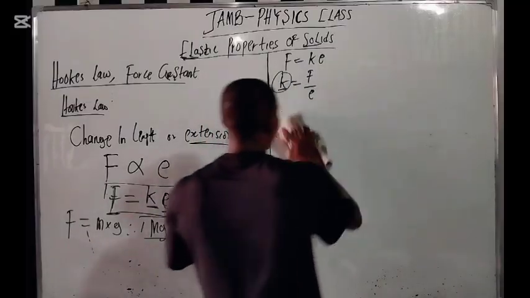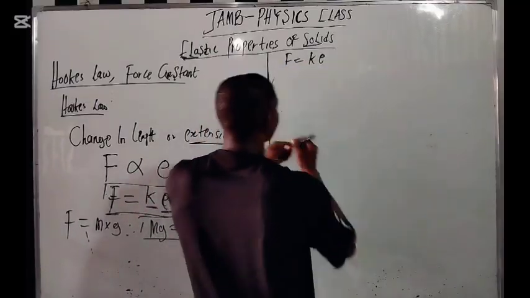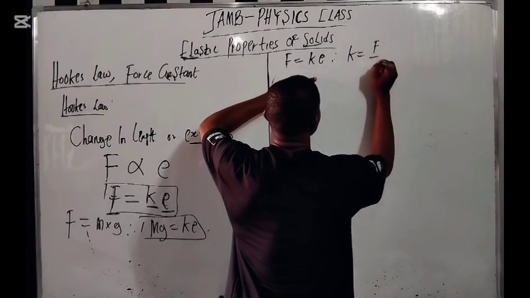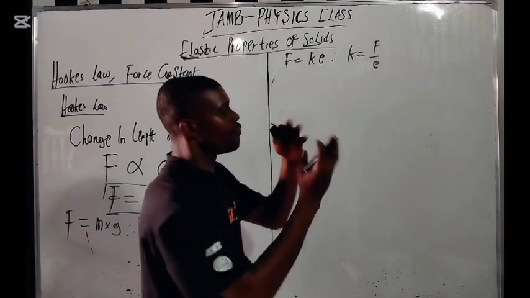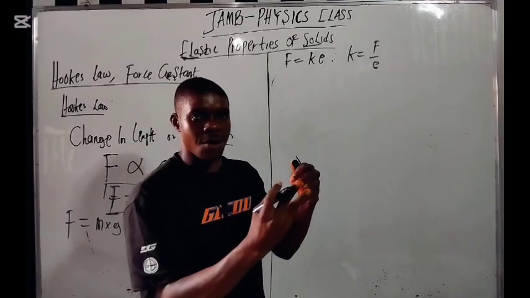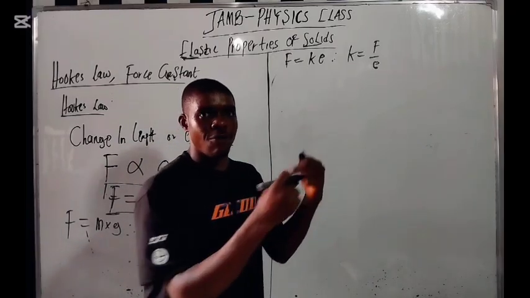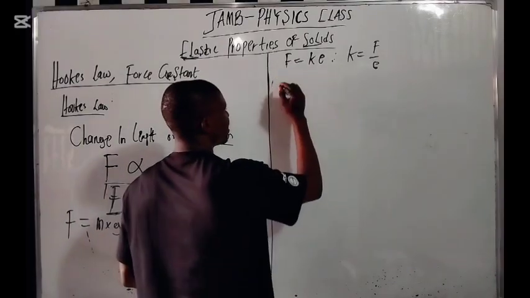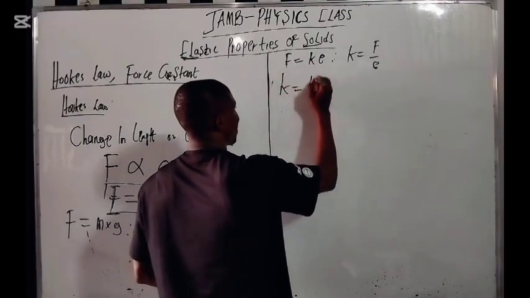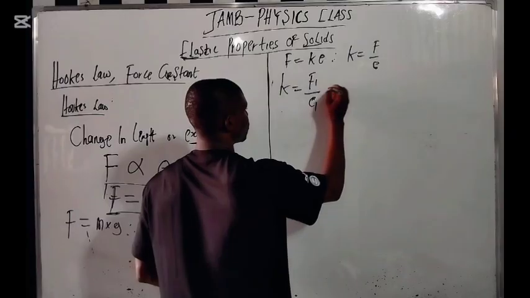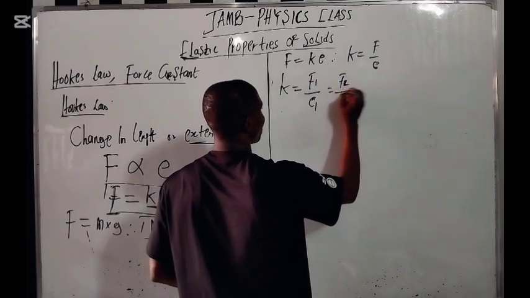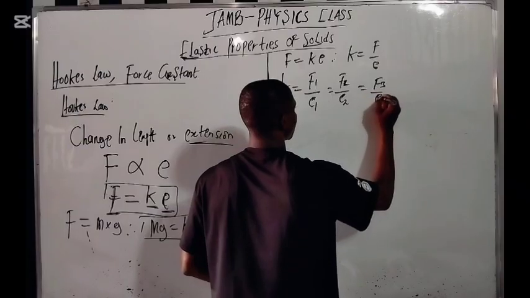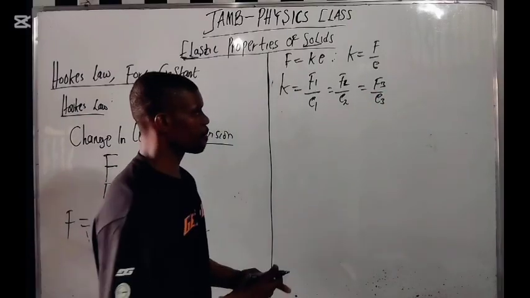With this knowledge, remember I told you that if you make K the subject of the formula, we have K equals F over E. So for force 1 we have E1, force 2 we have E2, force 3 we have E3. So K is equal to F1 over E1, equals F2 over E2, equals F3 over E3. Do you understand here?